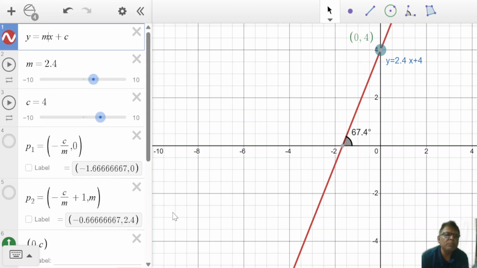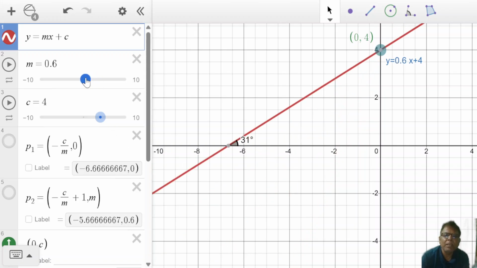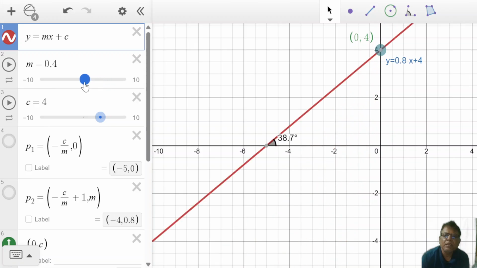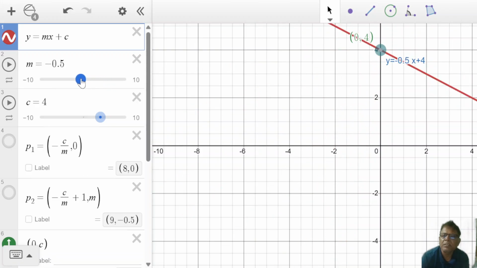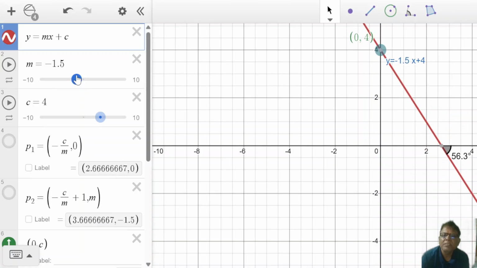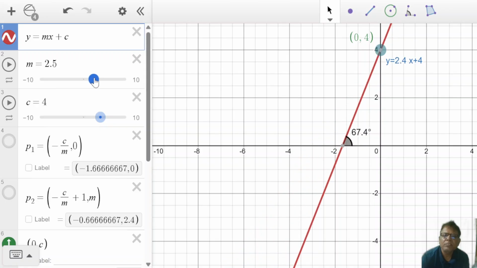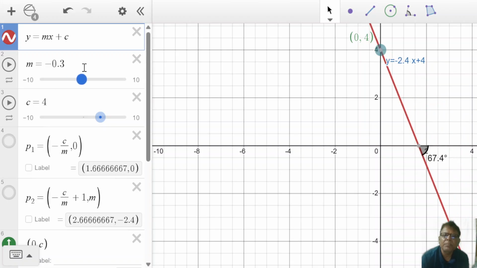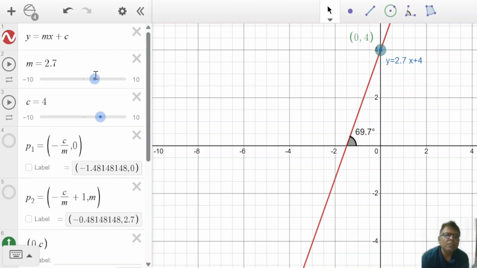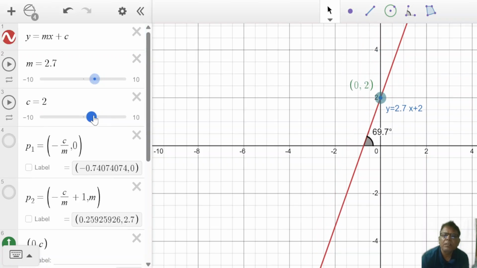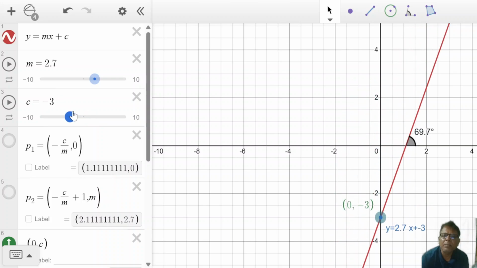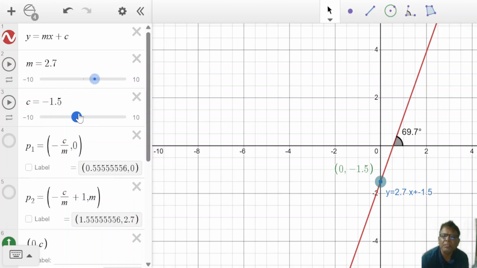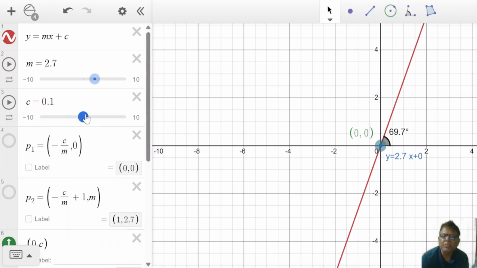So let us see, let us move this one. M we are moving, the angle we are reducing and increasing with c, keeping it constant. Now it has become negative. So you see, when m is moving, the line is only rotating about the y-intercept. Now let us have this. See, the angle remains the same and the y-intercept is getting reduced. And in the equation, what is the y-intercept? That is the c, that we can see the changes.